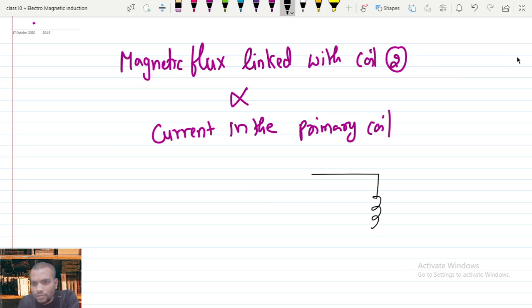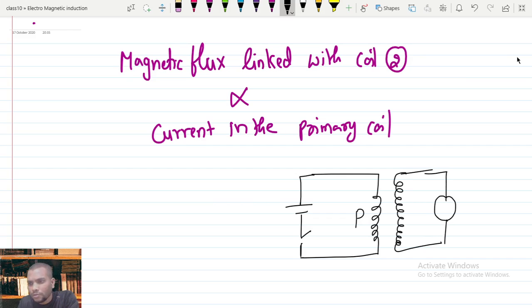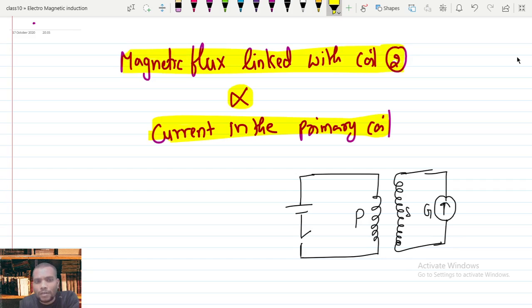Suppose if I draw a circuit, so this is a current source connected to a switch. Let us call this a primary coil, and if I take closely a secondary coil which has more number of turns, connected to a galvanometer, so this is the secondary coil. The change in current in the primary coil is directly proportional to the magnetic flux linked in the secondary coil. So however much the current changes in the primary coil, that much induced EMF will be set up in the secondary coil.